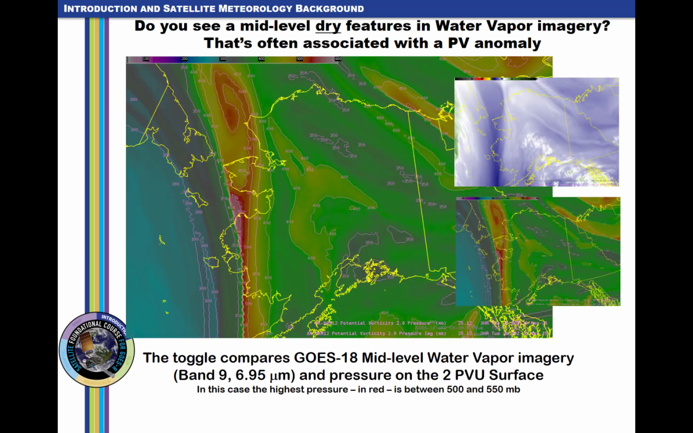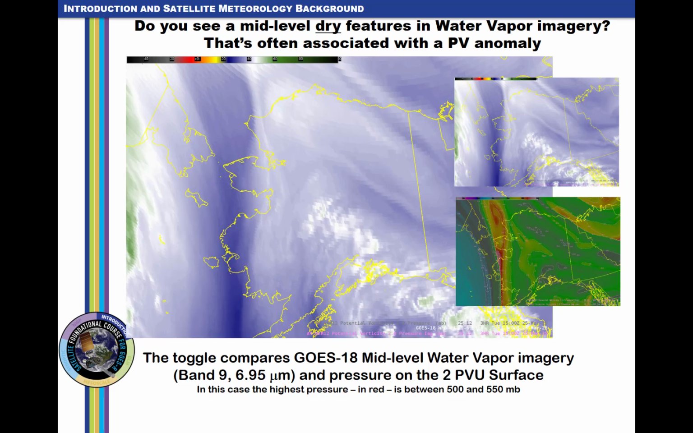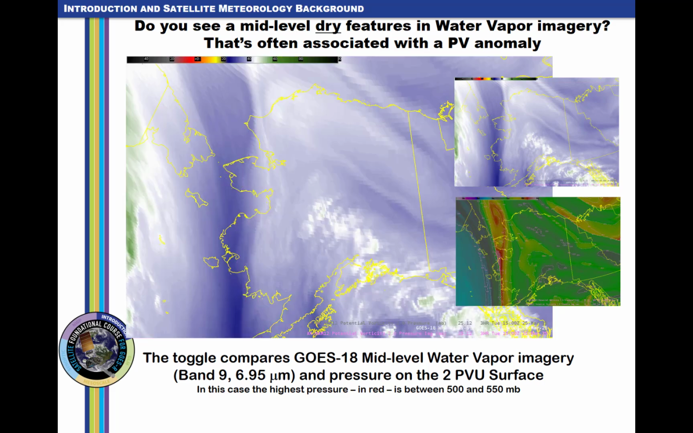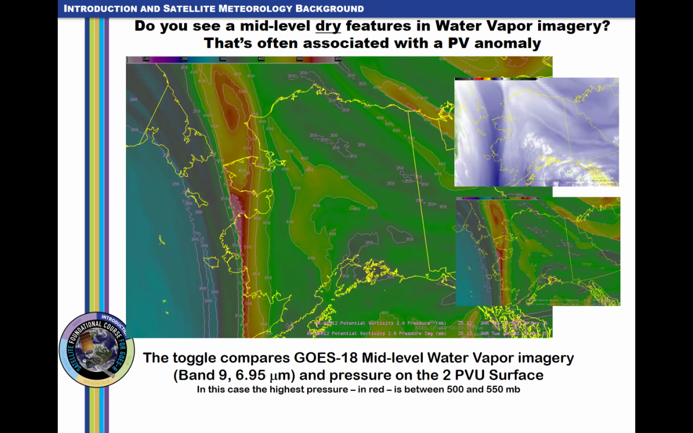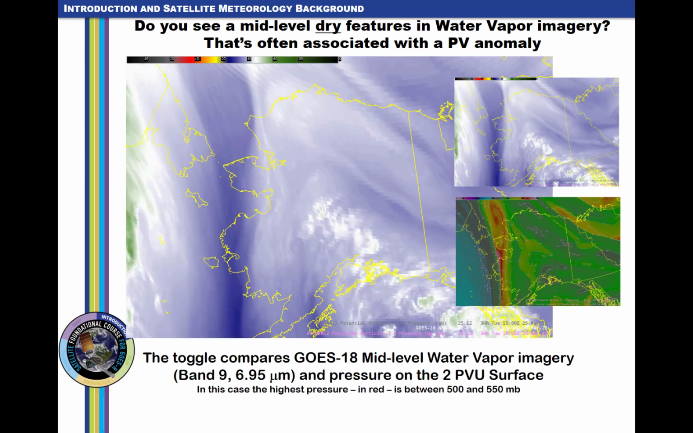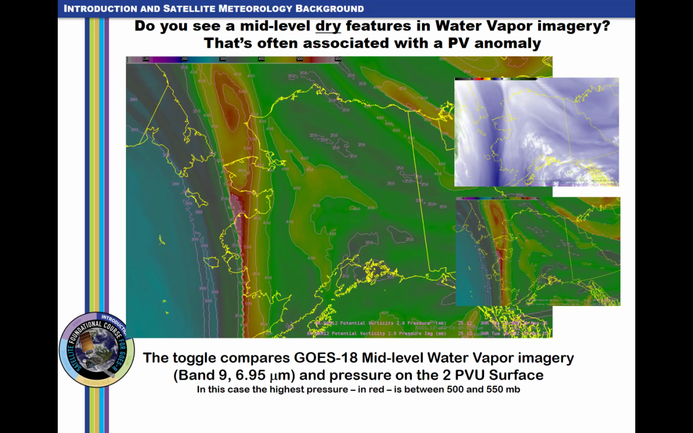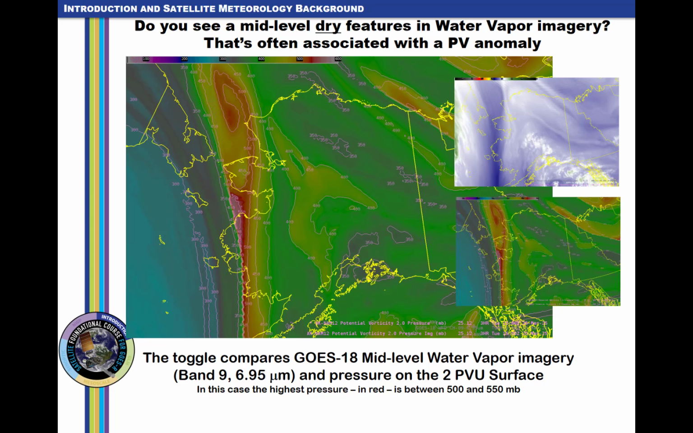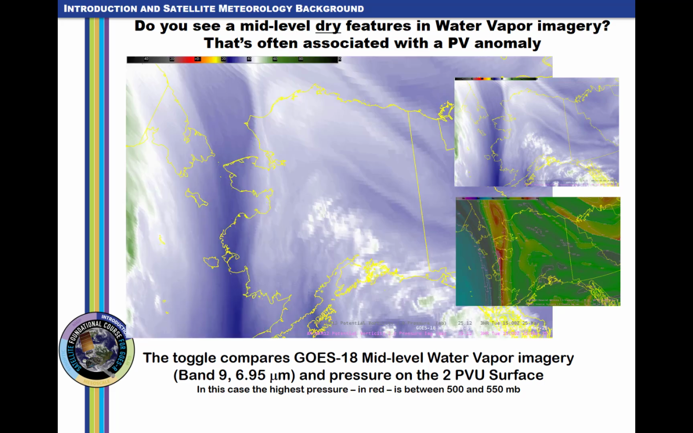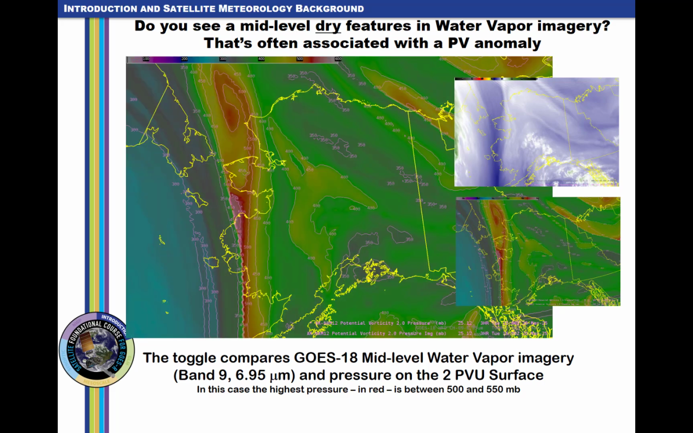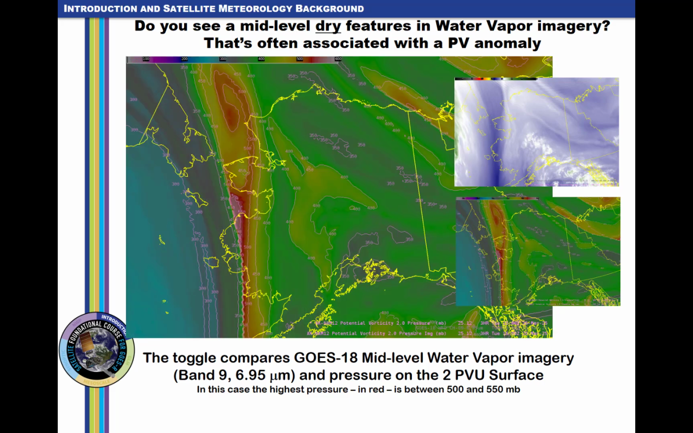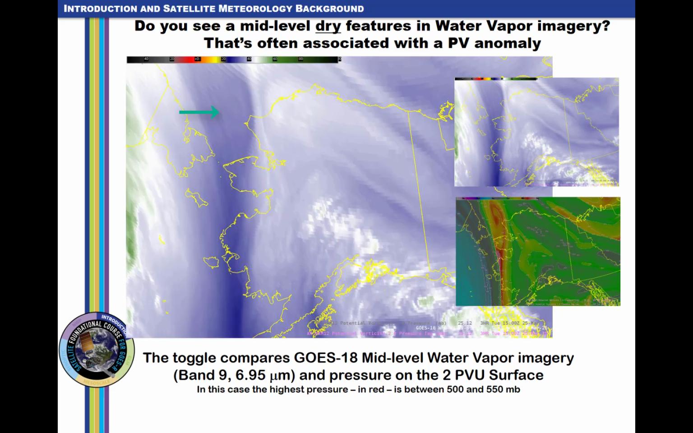There is often a good correspondence between an upper tropospheric potential vorticity anomaly and dry or warm features as seen on the GOES water vapor imagery. This example shows pressures greater than 500 millibars along the 2 PVU surface in a region where mid-level dryness means the water vapor channel sees farther down into the atmosphere. So it's warmer. The warm feature to the west of Alaska is associated with a potential vorticity anomaly.